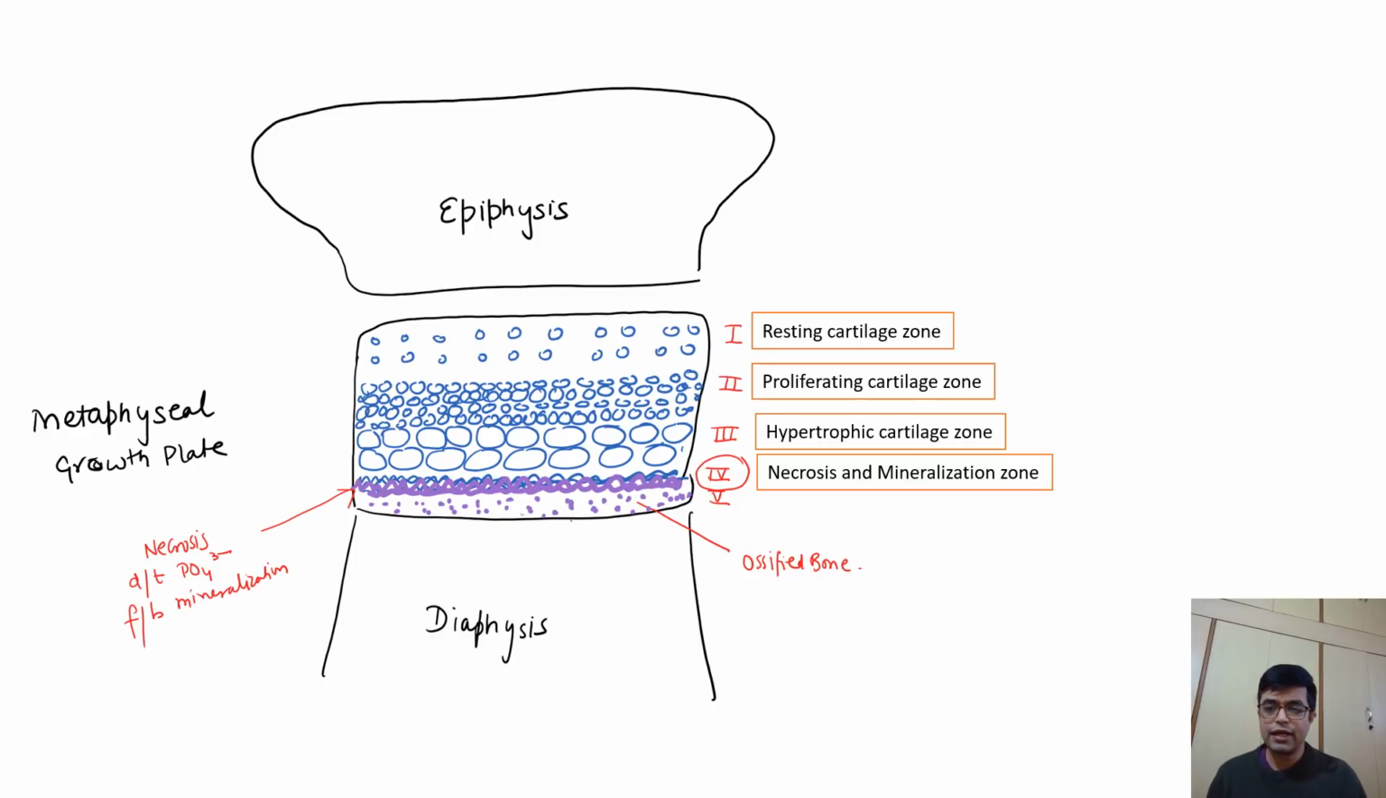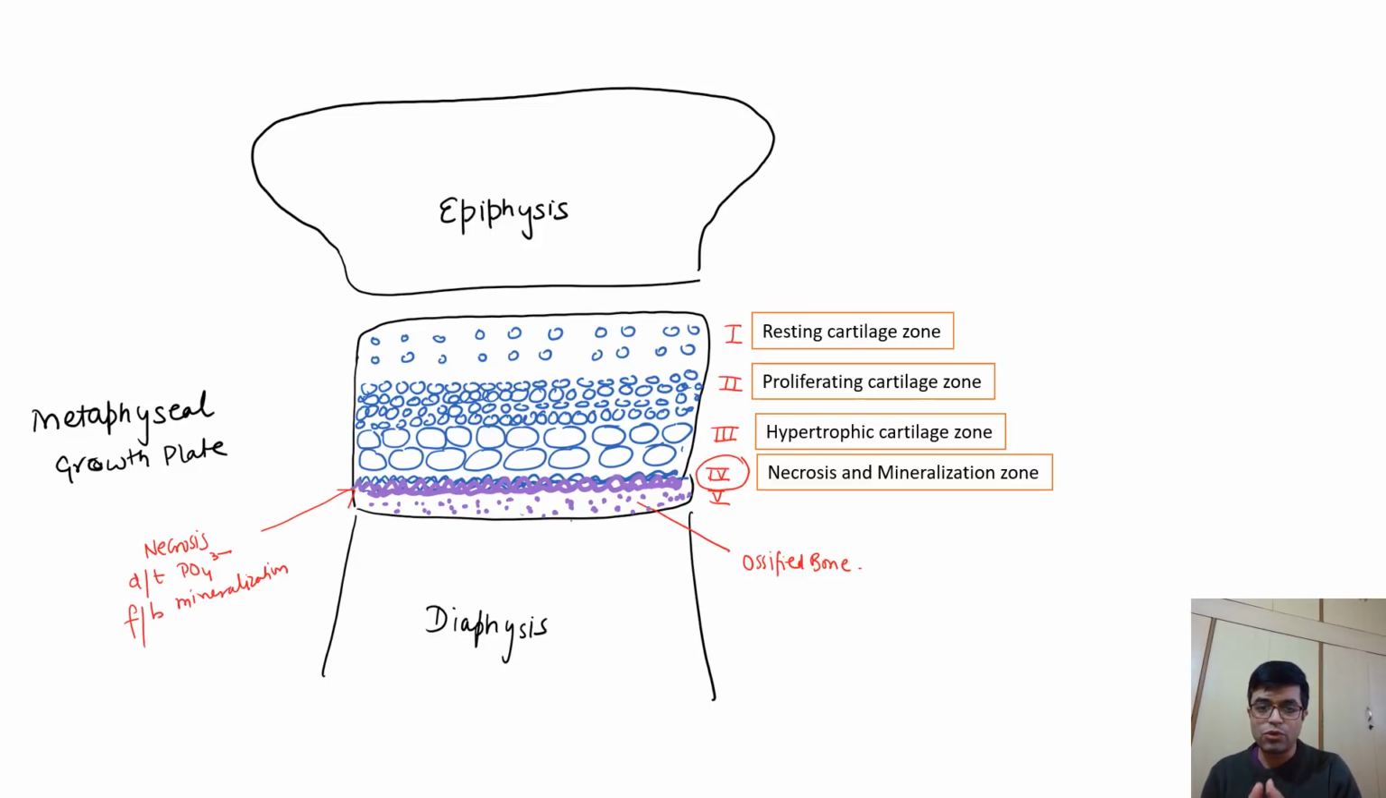What actually happens is, under the effect of various hormones, including parathyroid hormone and various other growth factors, which are beyond our discussion, there is accumulation of phosphorus in the cartilaginous cells. When phosphate enters these cartilaginous cells, they start undergoing apoptosis. So necrosis and apoptosis occur due to phosphate accumulation. Although the term necrosis is mentioned, it is actually apoptosis which is happening here.